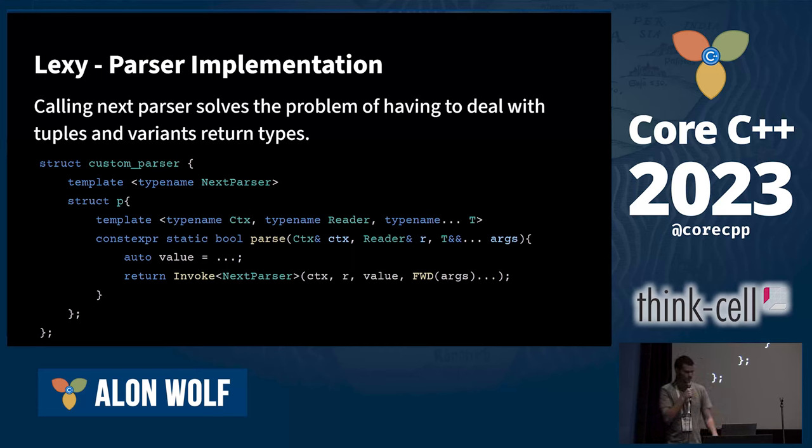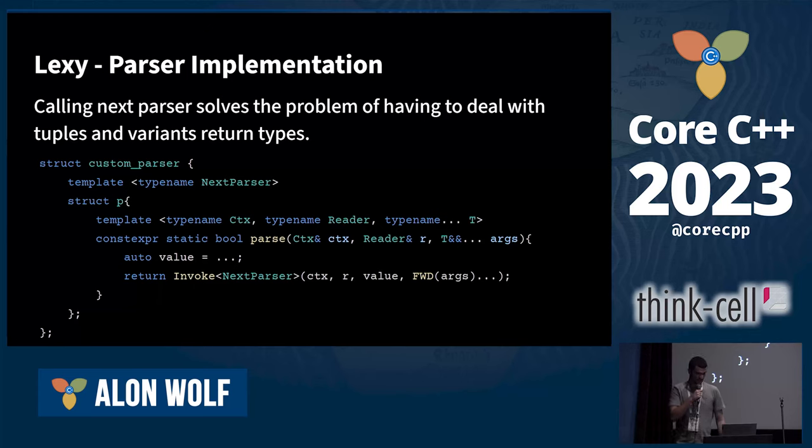Here is what a typical parser looks like in Lexy. So we have an outer struct that has an inner parse function, similar to the apply function in Boost MetaParse. But this time we also have this struct p in between that takes a next parser template parameter. Inside the parse function, we can invoke the next parser with additional arguments.